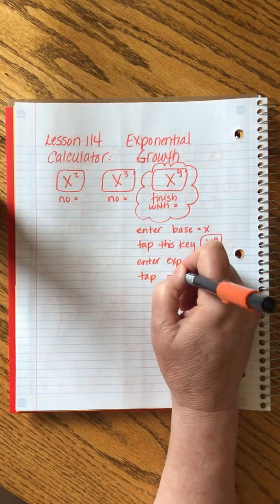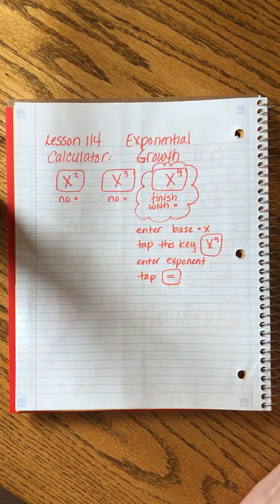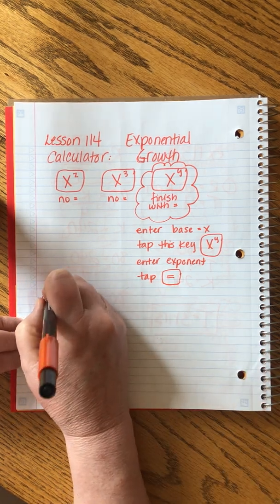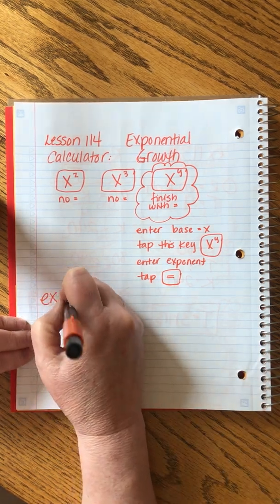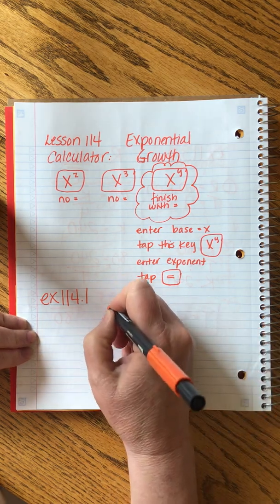All right? With the other ones, you don't have to tap the equal sign. With this one, you do. All right? So let's do the first problem, which is just this, just fooling around with this. We're going to evaluate this number using a calculator.